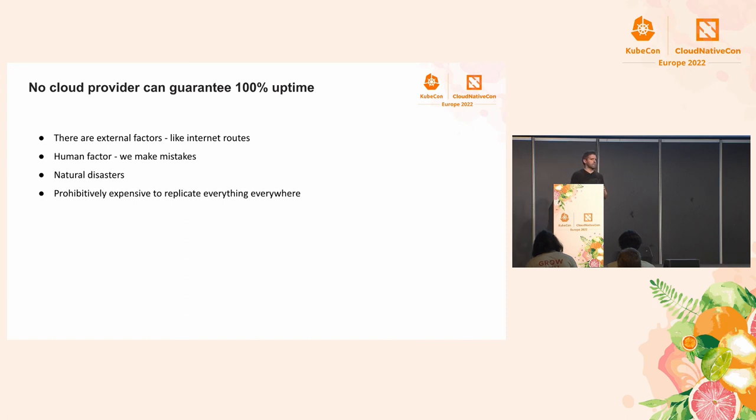There are external factors like upstream provider and internet connection issues. There is the human factor, and sometimes we can make mistakes in our deployments or code that we deploy. There are natural disasters that can take regions down or cause major trouble for all kinds of services around the globe. And it is prohibitively expensive, no matter what type of business you are, to deploy your applications everywhere around the world at the same time.